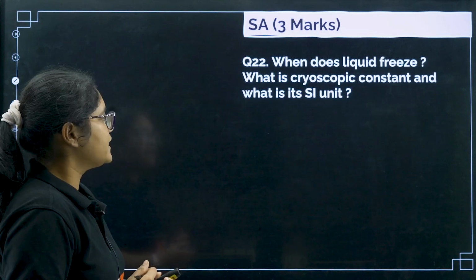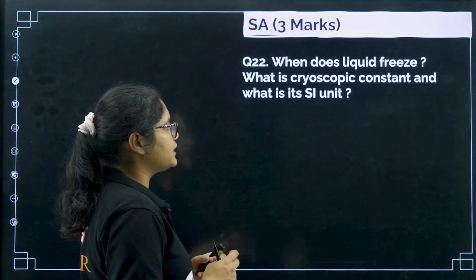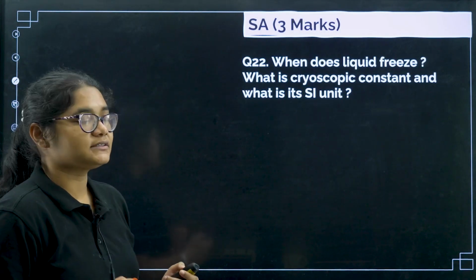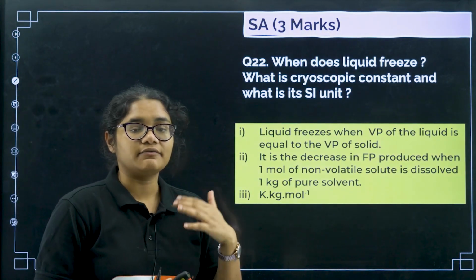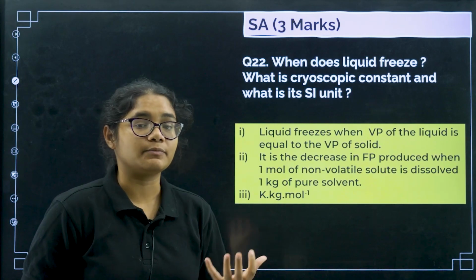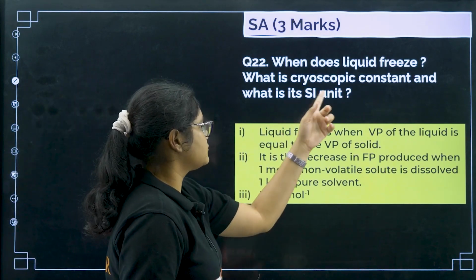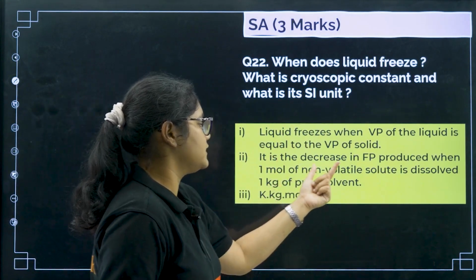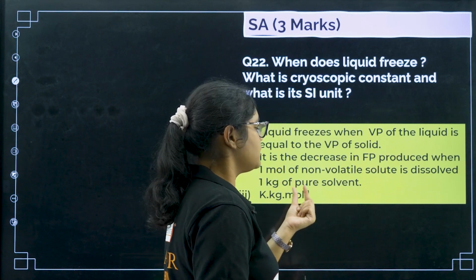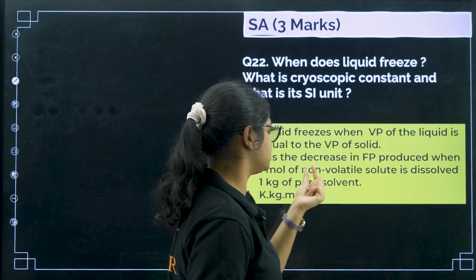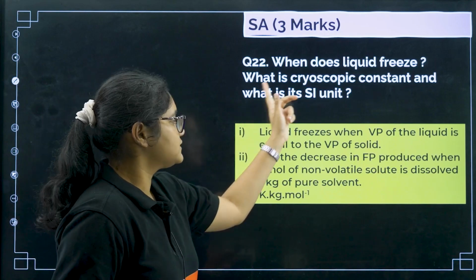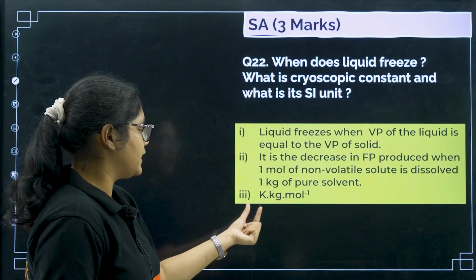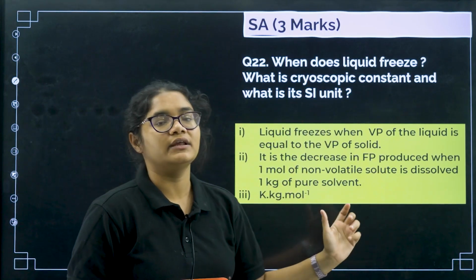Okay. Next, when does a liquid freeze? What is the cryoscopic constant and what is its SI unit? A liquid will freeze when the vapor pressure of the liquid is equal to the vapor pressure of the solid. Next, what is the cryoscopic constant? It is the decrease in the freezing point produced when 1 mole of a non-volatile solute is dissolved in 1 kg of pure solvent. Next, what is its SI unit? The same, Kelvin kg mole inverse.